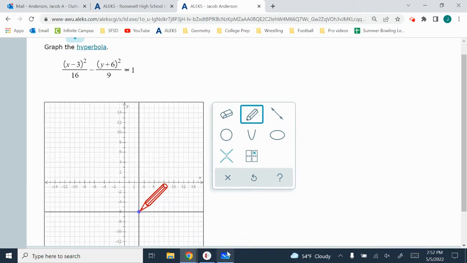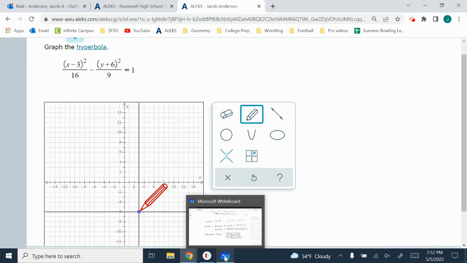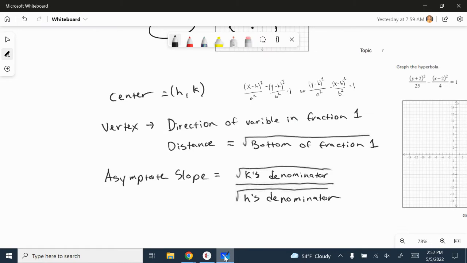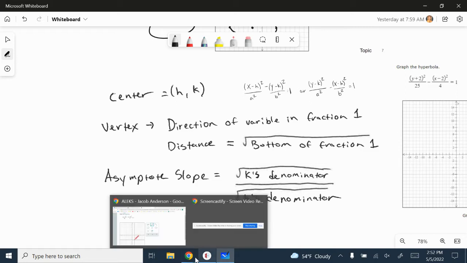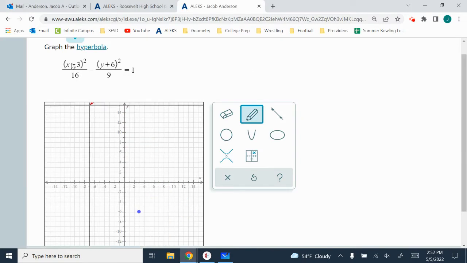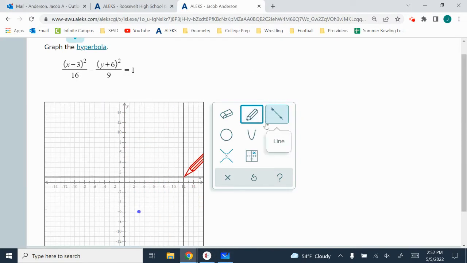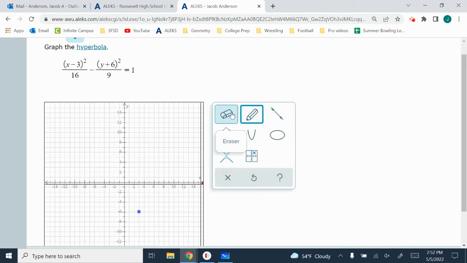Okay, let's go back for a second. So we found the center. That's just (h, k). Now for my vertex, the direction of the variable in fraction 1 is what I have written here. Basically, whatever I see in my first fraction, which in this problem I see an x, that means we're going to be looking in the x direction. Oops, by the way, I clicked the wrong thing now that I'm looking at it. I got to use the hyperbola.